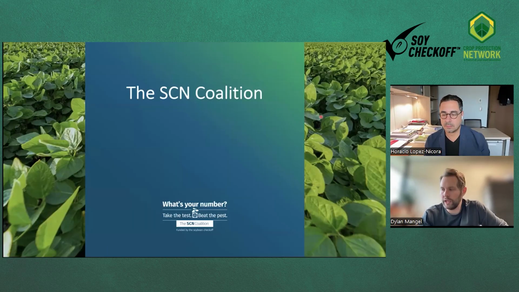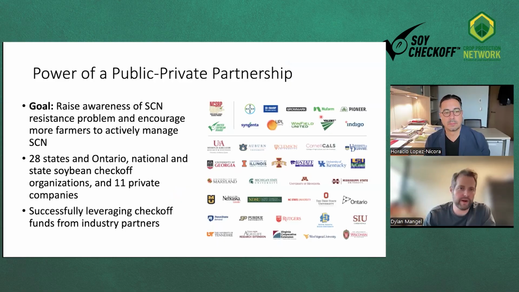So the SCN Coalition is a project that Horacio and I lead together. The goal of this project is to raise awareness of these problems. We need to raise awareness that rotation of these varieties is important to maintain these tools' effectiveness long term. There's really only 2 resistance sources available, and there's not any directly in the pipeline that we're going to see soon. So maintaining those is going to be a huge economic advantage to every grower who's able to keep those working well on their farm.